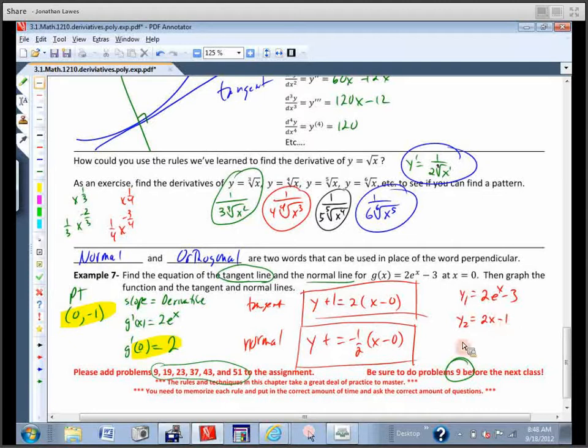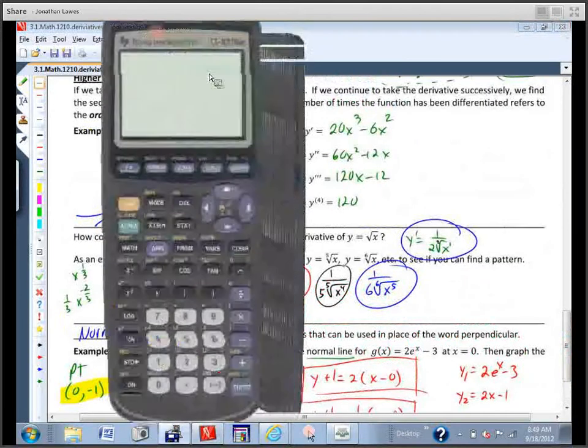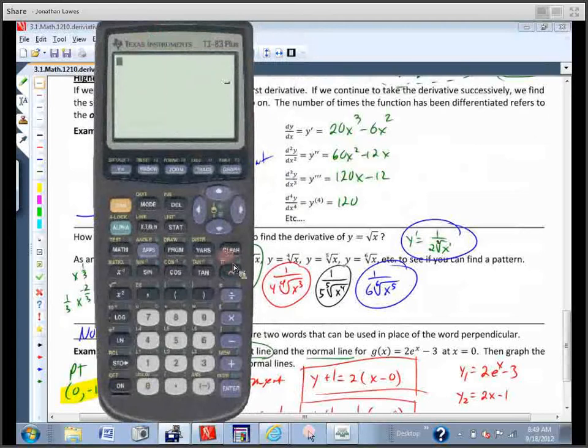Be really careful. Okay? So here's what we're going to do. In y1, we're going to put the function 2e to the x minus 3. In y2, we're going to put the tangent line, and correct me if I'm wrong, but the tangent line is 2x minus 1. And in y3, we're going to put the normal line, and that's going to be negative 1/2 x minus 1.